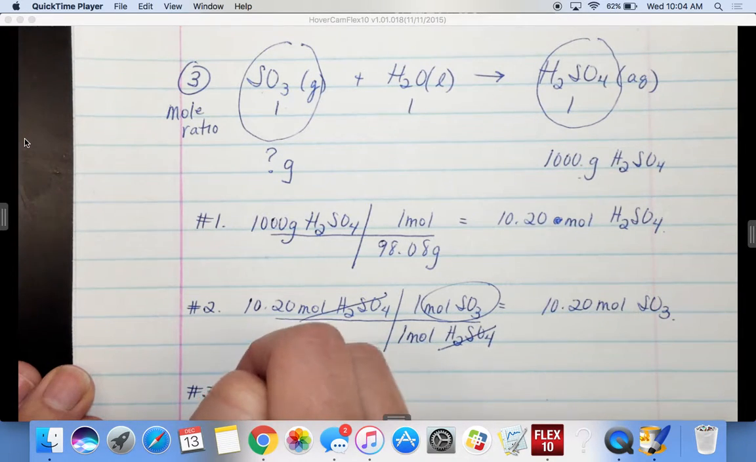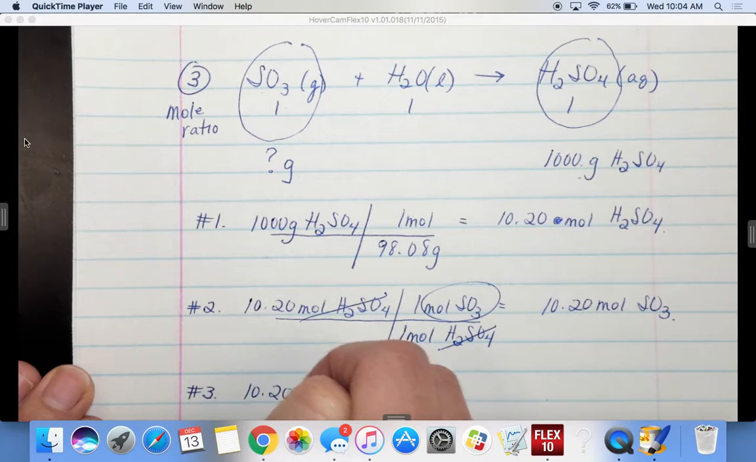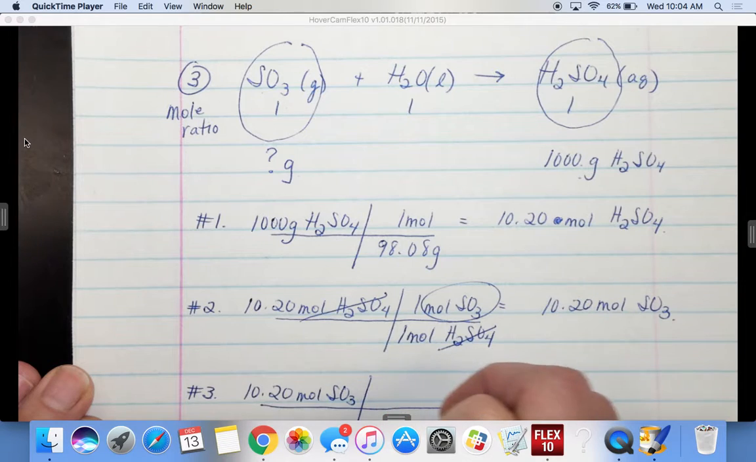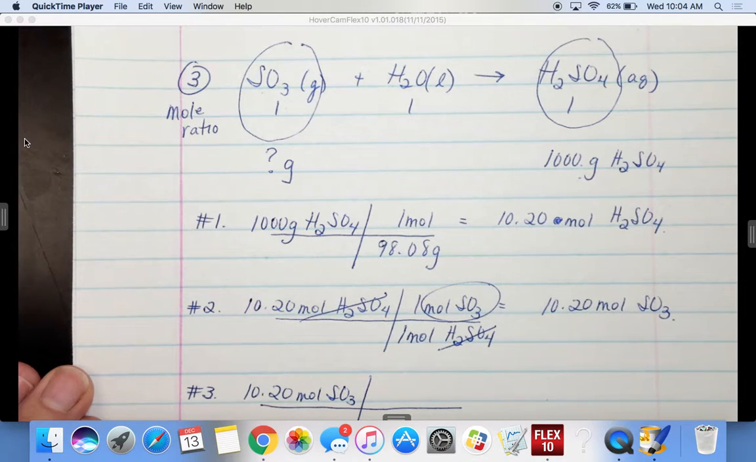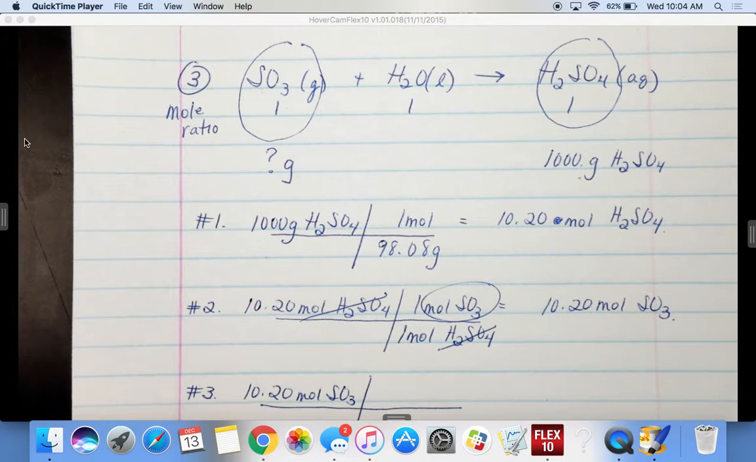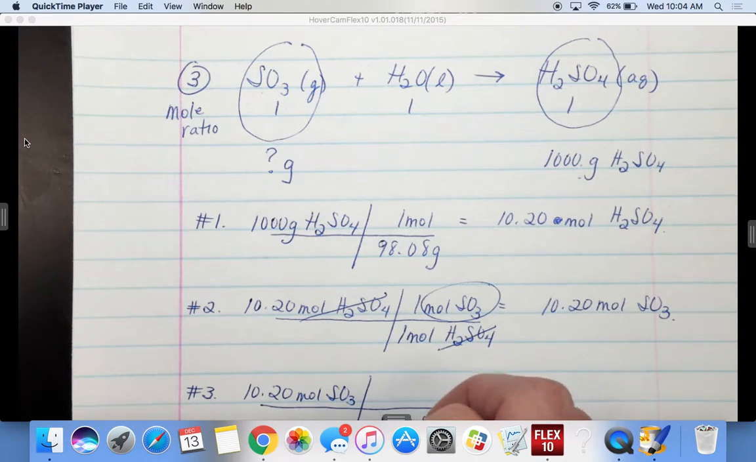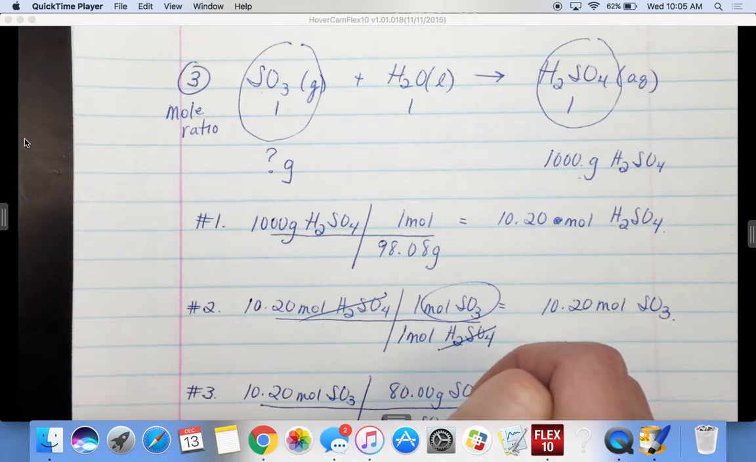Now, for the last step, I'm going to take the moles of SO3, which I just solved for in step 2, and I'm going to convert that to grams. So the molar mass of sulfur is 32. And I'm going to have to add that to the molar mass of oxygen, which is 16 times 3, to get 1 mole of SO3 is 80.00 grams of SO3.